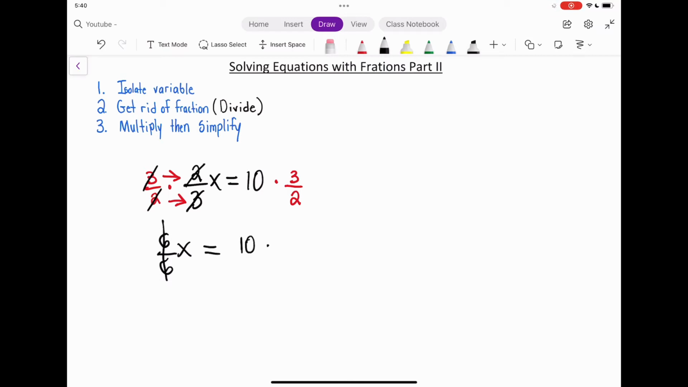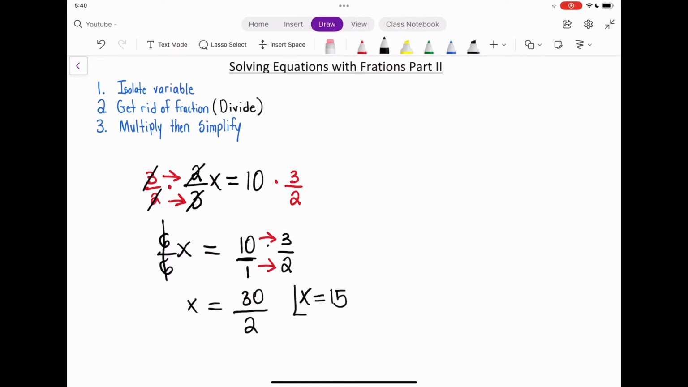10 times 3 over 2. And I'm going to put my 10 over 1, right? Just so we could multiply a little easier, or make it easier to see, I should say. So now at this step, we're going to get x is equal to 30 over 2. And after we multiply this step now, we could simplify and get our answer of x is equal to 15.